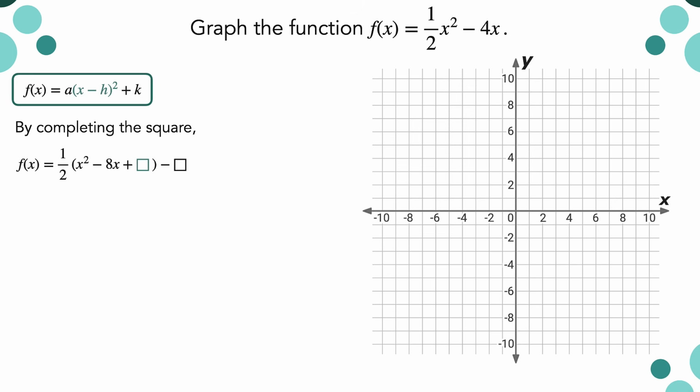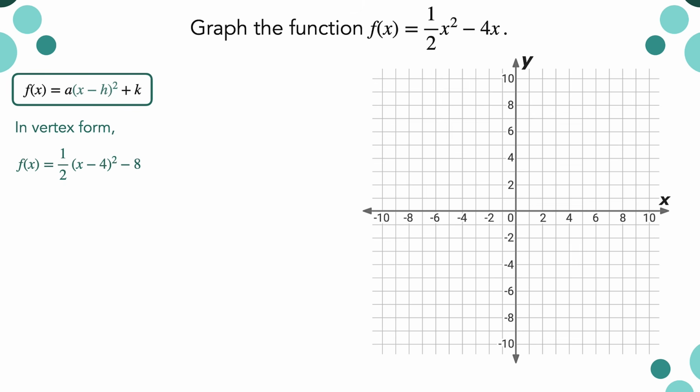Next, what term can we add to x squared minus 8x so that it is a perfect square trinomial? 16, because x squared minus 8x plus 16 equals (x minus 4) times (x minus 4), which is (x minus 4) squared. Notice that we have a half outside the squared term in the expression. Since we added 16 inside our parentheses, we have to subtract the equivalent term, half of 16, outside our parentheses to keep the value of the equation the same. Outside the bracket, a half times 16 equals 8. Our equation in vertex form is f of x equals a half times (x minus 4) squared minus 8.